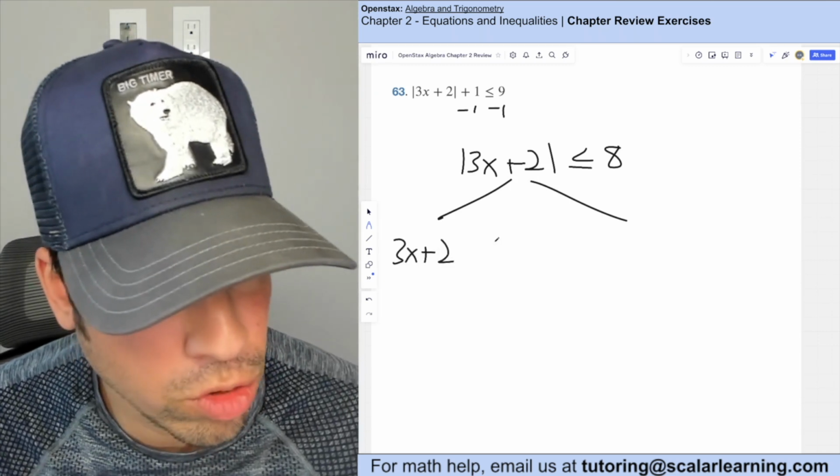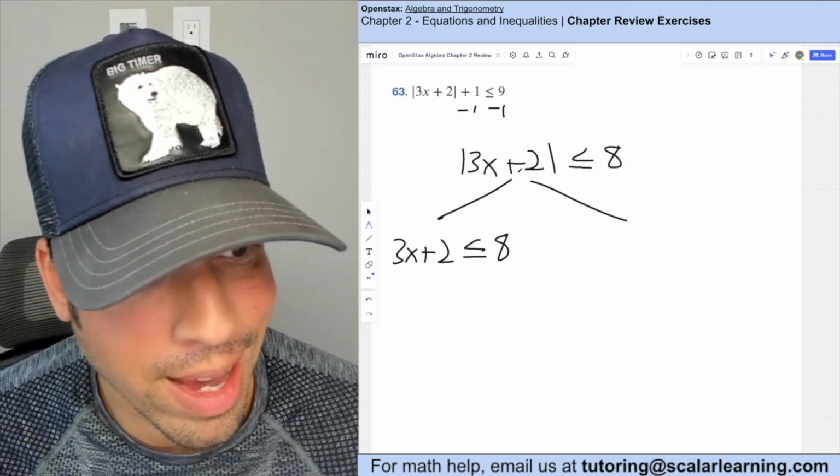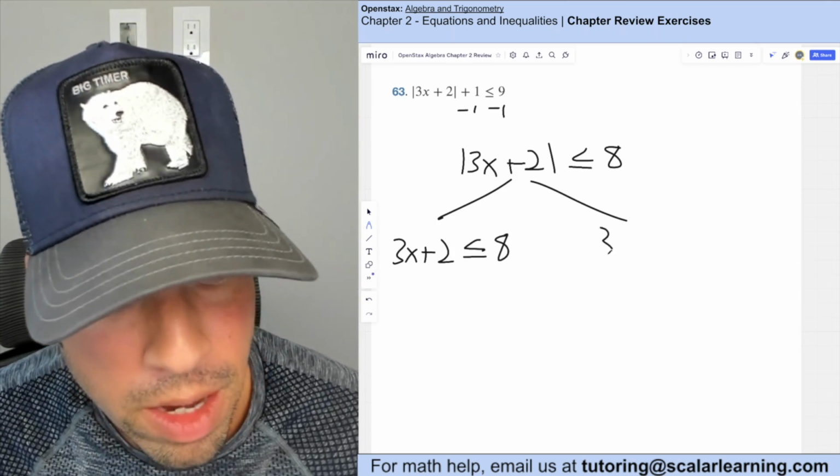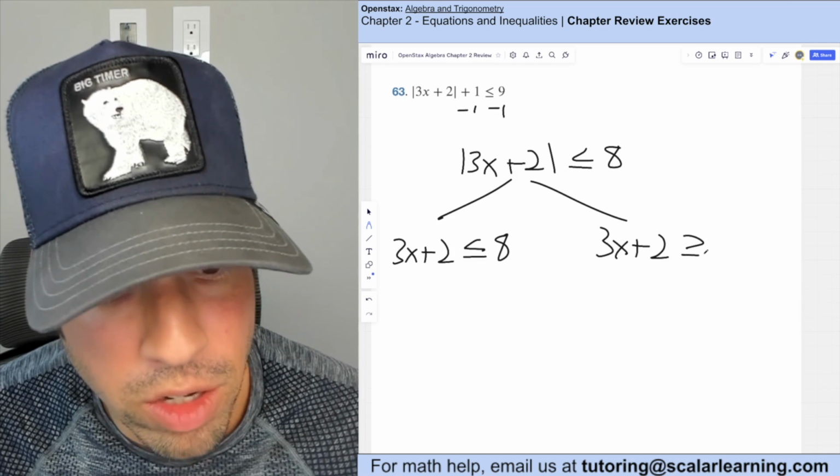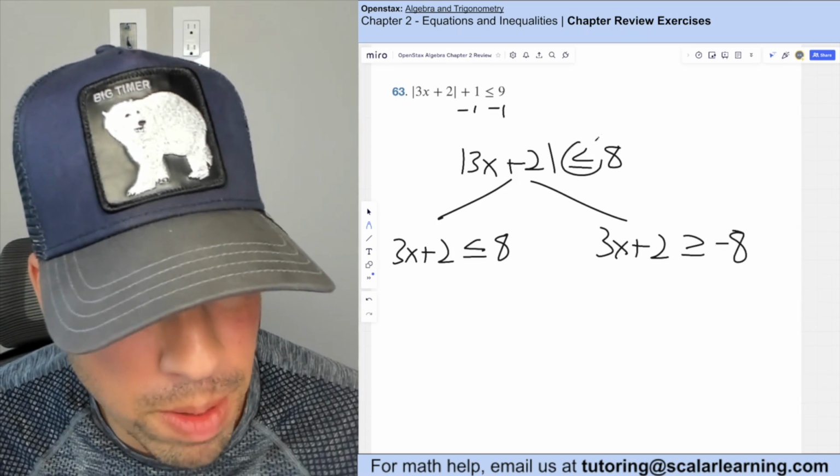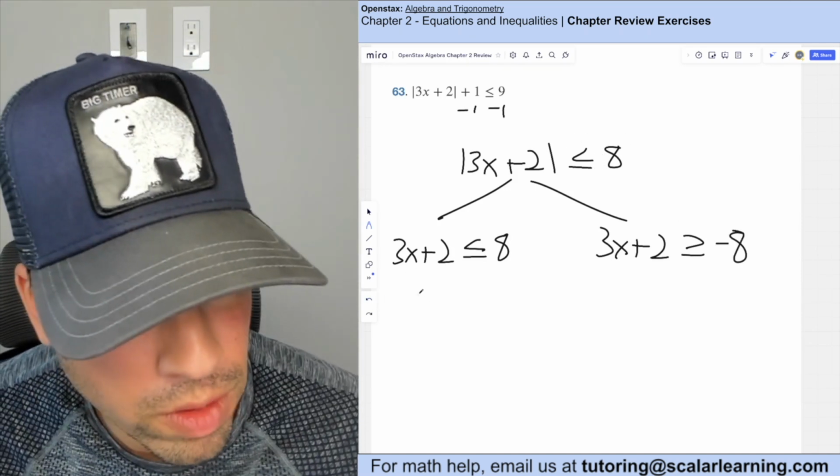So I got 3x plus 2 is less than or equal to 8, just as is, with the absolute value stripped away. And then 3x plus 2 is greater than or equal to negative 8. So I'm flipping this and negating this. Now I'm going to solve these two inequalities.